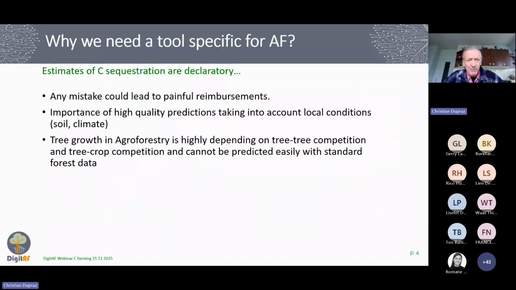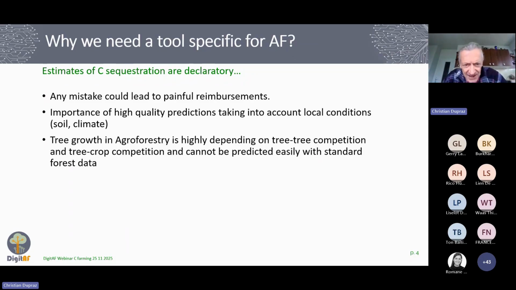So why do we need a very specific tool for agroforestry? Because carbon sequestration quantities are declaratory. It means that when you plant trees on your farm, you say that your trees will store this amount of carbon during the next 5, 10, 15, 20, 25, 30 years.